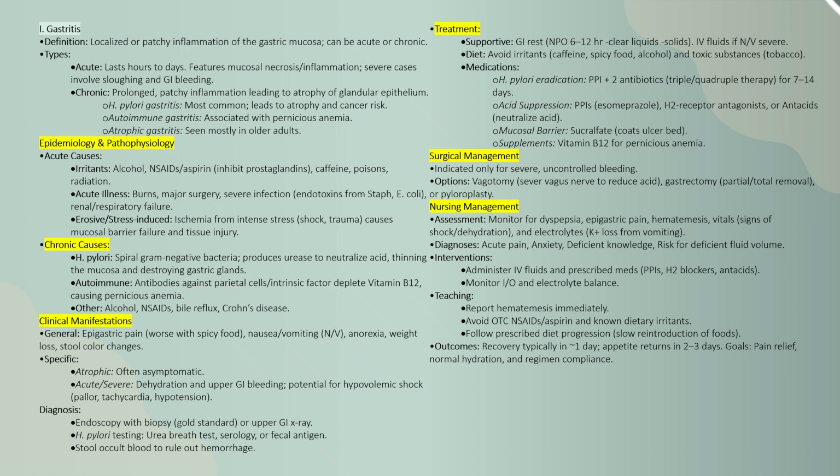As we mentioned before, gastritis is a localized or patchy inflammation of the gastric mucosa. The types are acute versus chronic. Acute lasts a few hours to days, characterized by mucosal inflammation, hemorrhage, and in severe cases, sloughing that can lead to GI bleeding.